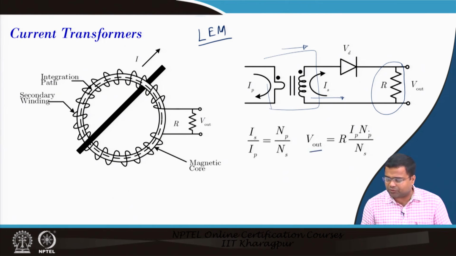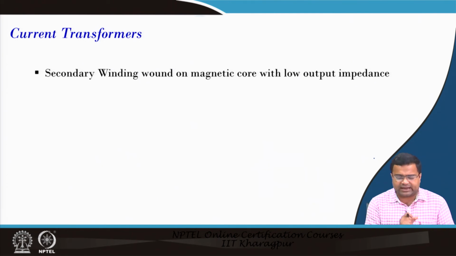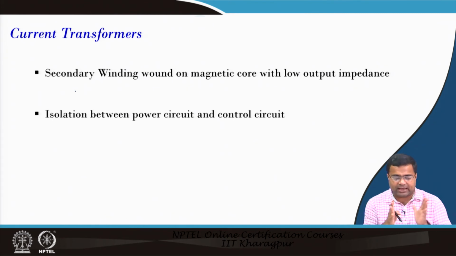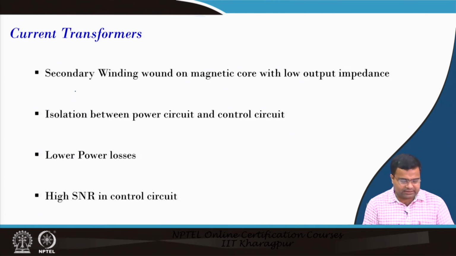So, V out equals I P times N P by N S, where I P is the primary side current, and N P and N S are the primary side and secondary side winding turns. In the current transformer, the secondary side should have a low output impedance, and it gives you isolation between the power circuit and the control circuit. The power loss can be reduced in this case. The transformer should have very low power loss, and this kind of sensor also gives you a high signal to noise ratio.